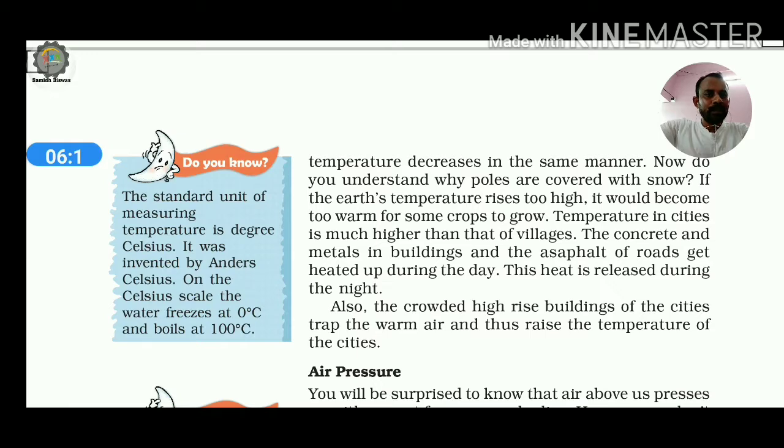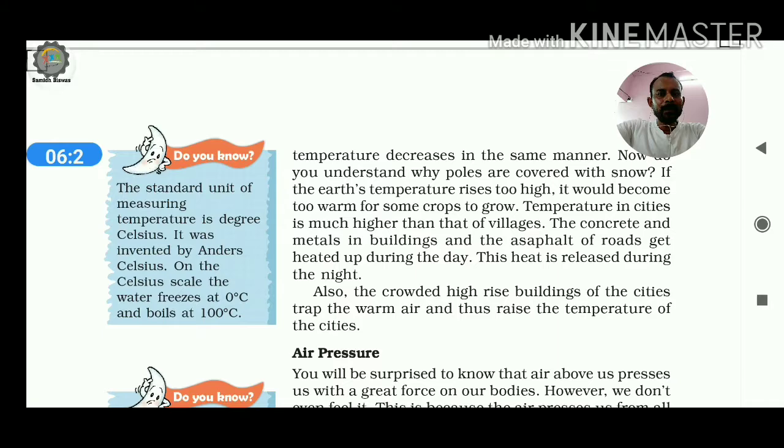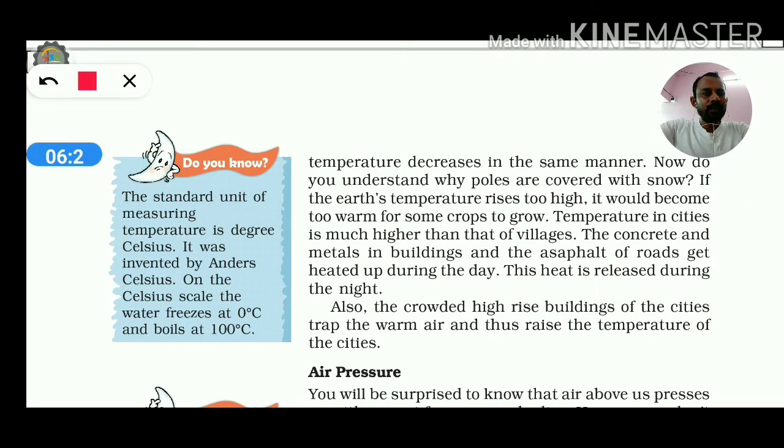Look at the line: the concrete and metals in buildings and the asphalt of the roads get heated up during the day. This heat is released during the night. Look, the temperature in cities is much higher than in villages.